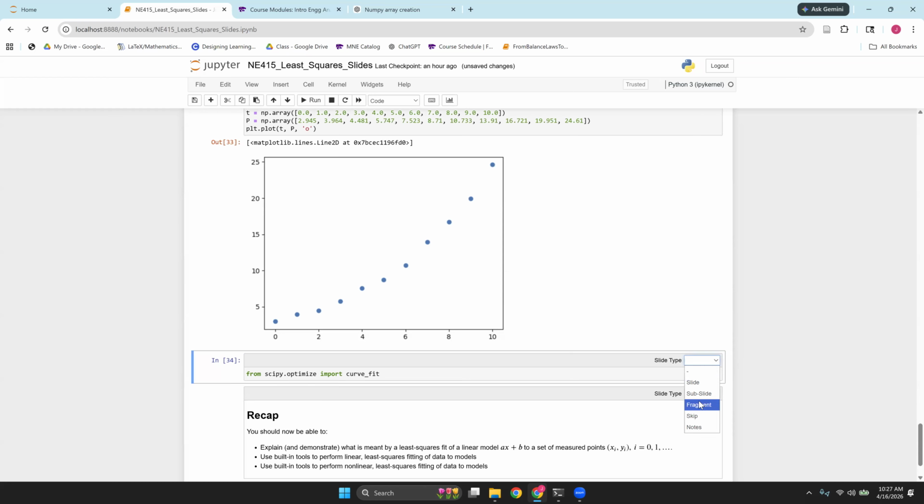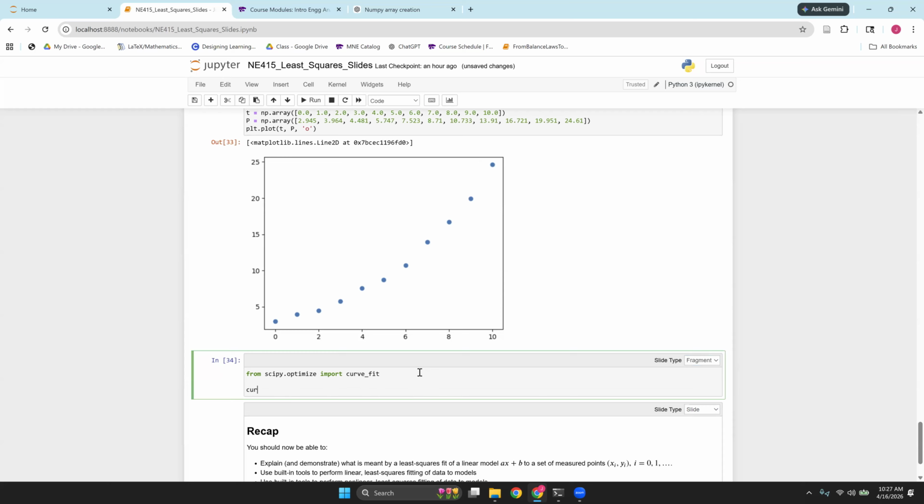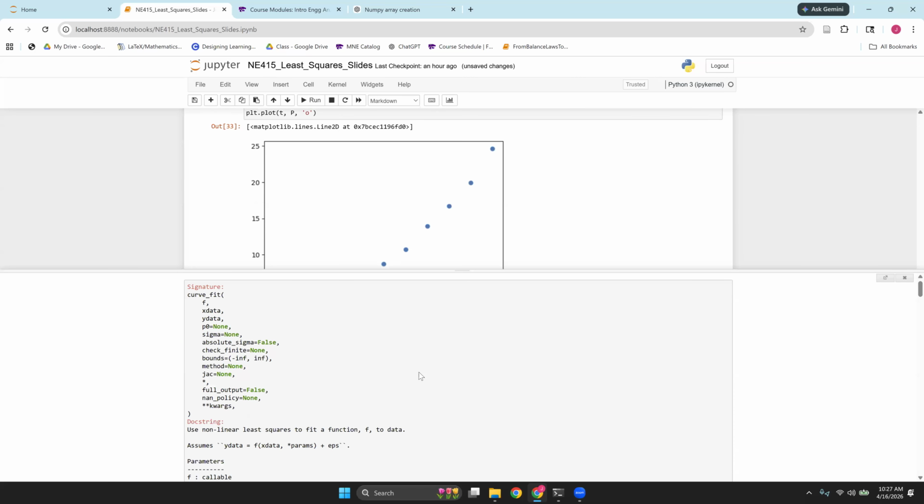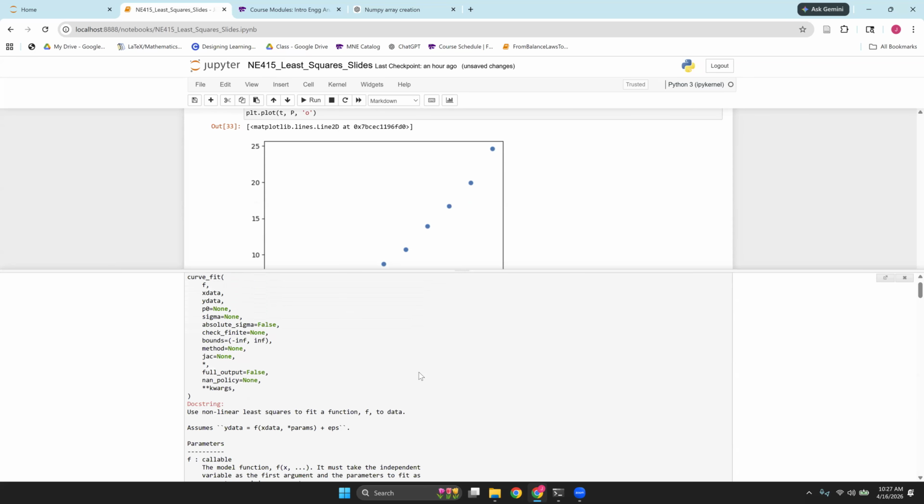Okay, and I'll make this a fragment and then take a look at what curve fit needs. You're going to see a familiar pattern for elements that seem familiar. Curve fit will take f. F is our model. That's going to be a function that when given the independent variable x, or t in this case, and then separate arguments for a and b, the constants that we care about, it will return the measured value or the model value.